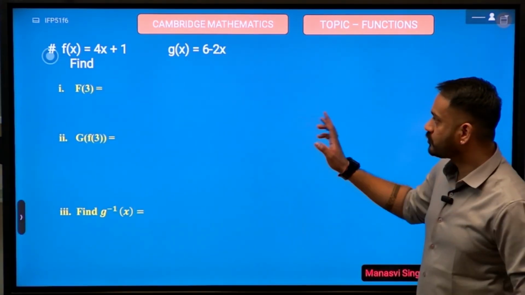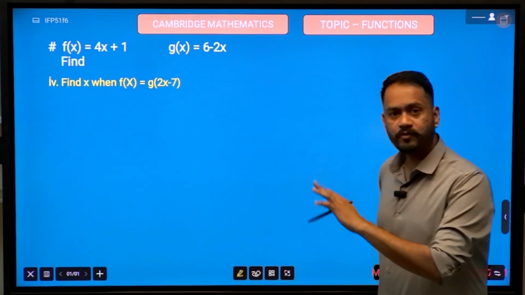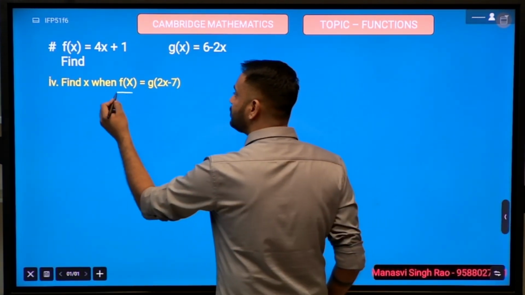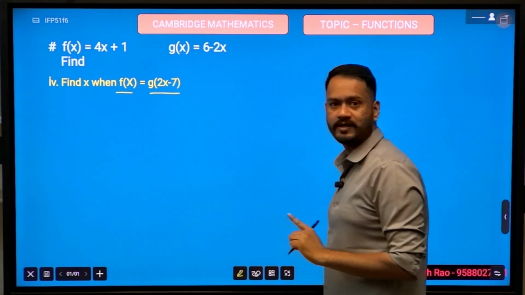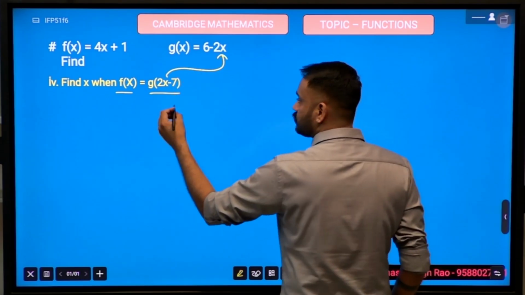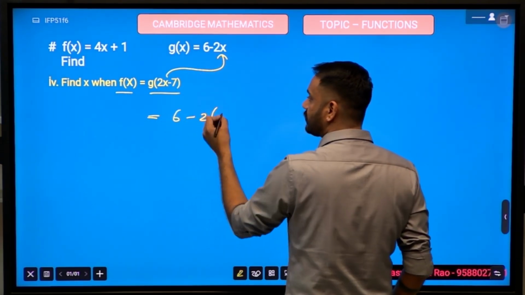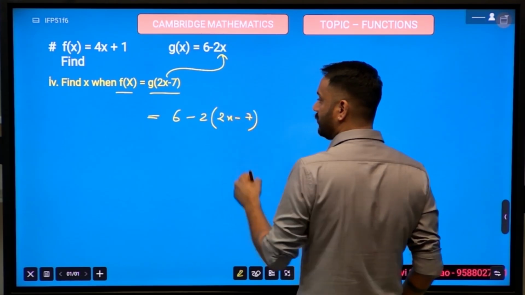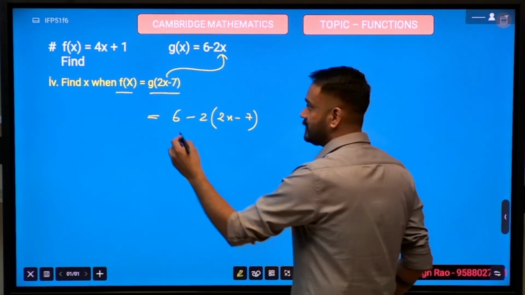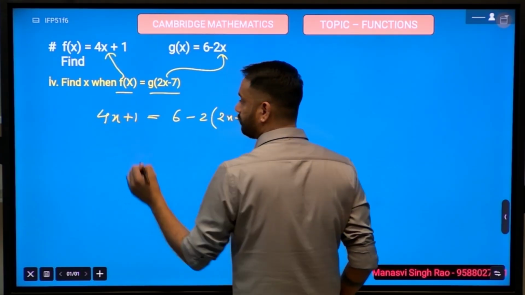Now the same question is continuing, fourth part of this question. They're asking that f(x) equals g of 2x minus 7. So in the function g, you need to put 2x minus 7. So if I put it like this, it will be 6 minus 2, and in the place of x you will write 2x minus 7. Right, children? And in the place of f(x) I will write this function, that is 4x plus 1.